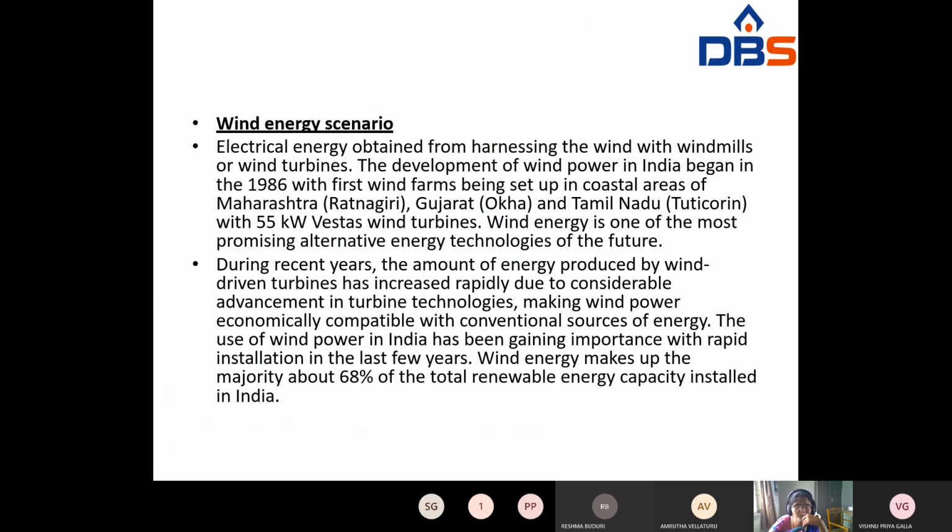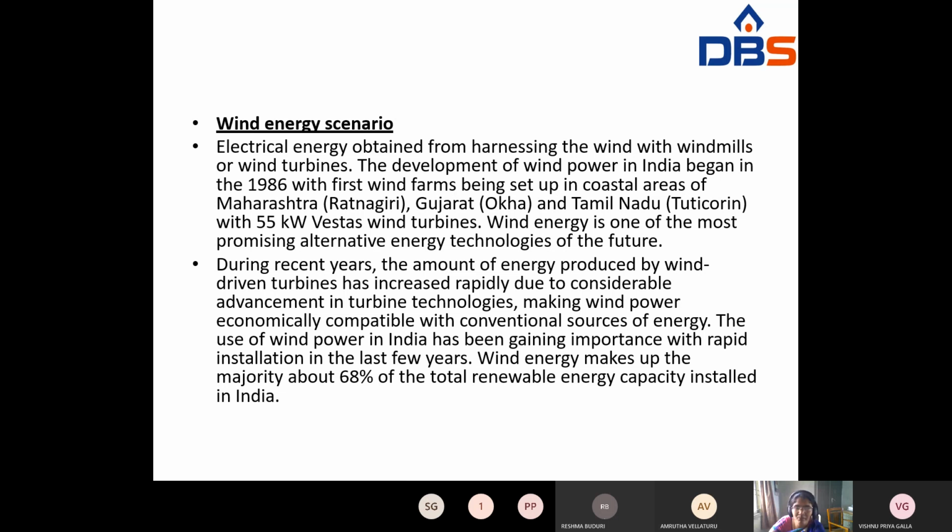Now let us learn something about wind energy. Electrical energy is obtained by harnessing the wind with windmills or wind turbines. By using the wind turbines, you can convert the wind energy into electrical energy.